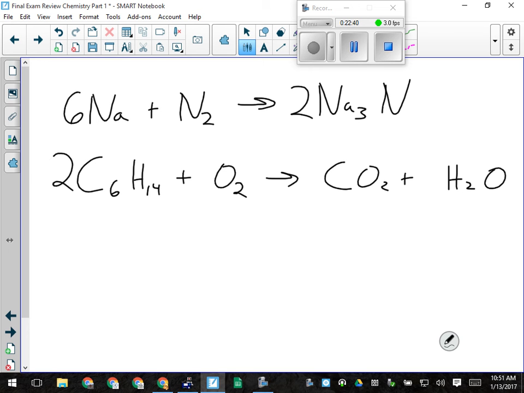If you have an even number of carbons, start with a 2. 2 times 6 is 12. So I've got to go over here and make sure I've got 12 carbons. 2 times 14 is 28. I got to make sure I've got 28 over here. 14 times 2 is 28. And that's the way it always works, right? It's always that pattern. Okay, now I've got to balance my oxygens.